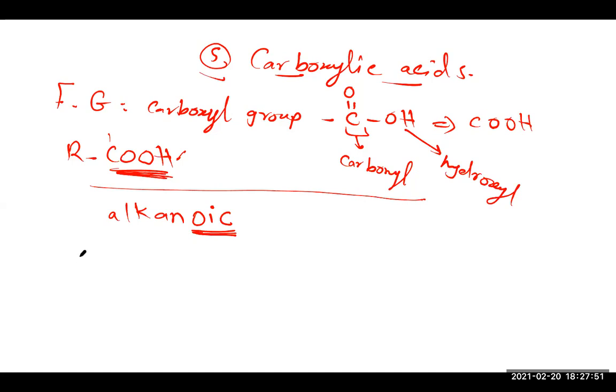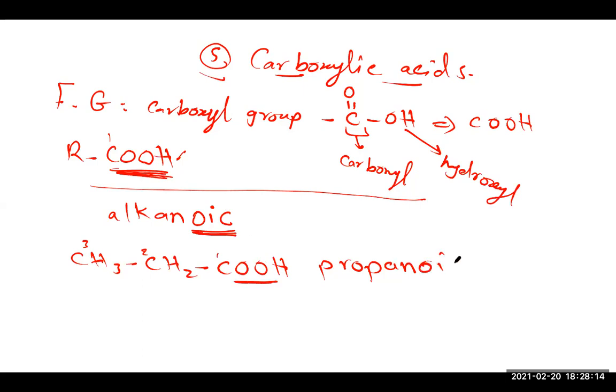Okay, so let's take CH3, CH2, COOH. So it will always be number 1. We have no substituents, so I don't have to write any numbers. So we have 1, 2, 3 carbons. So 3 carbons, it will be propane, and I will put the ending for the carboxylic acid, which is OIC. So it will be propanoic acid. And sometimes they add acid, and sometimes they don't add it.